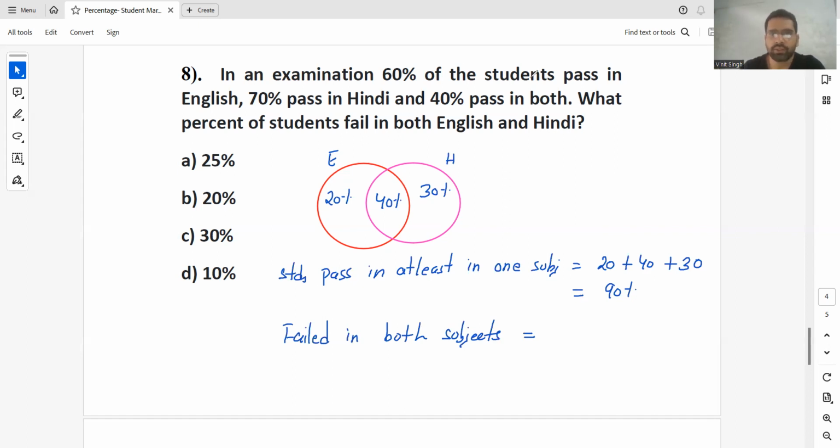In the examination, 60% of students pass in English, 70% in Hindi, and 40% pass in both. What is the percentage who fail in both? So 40% both. Here English is 60, here Hindi is 70. So the sum is 90. At least one subject is 90%. Failed in both is 100 minus 90%. So 10% are the students who failed in both subjects.